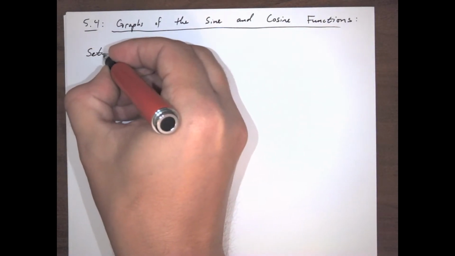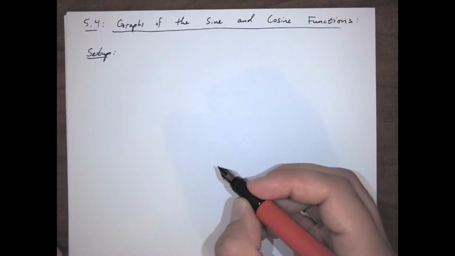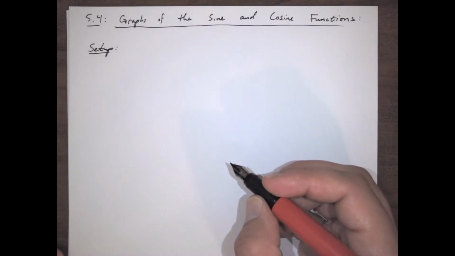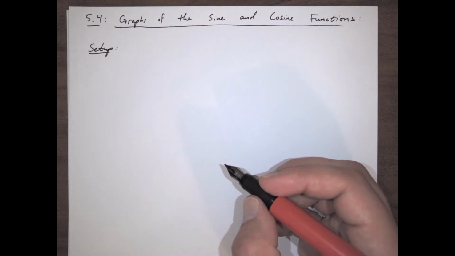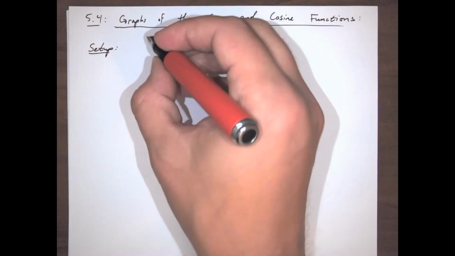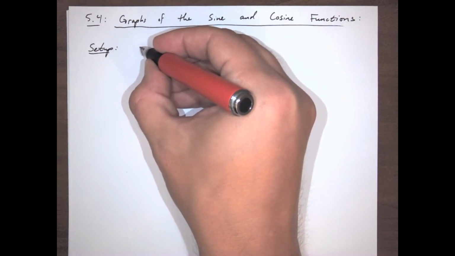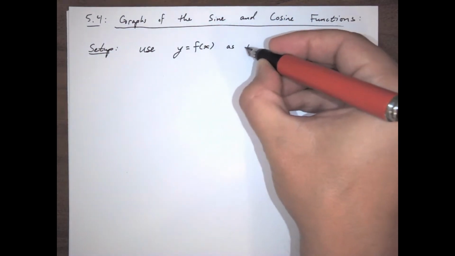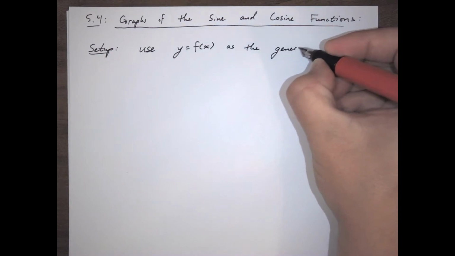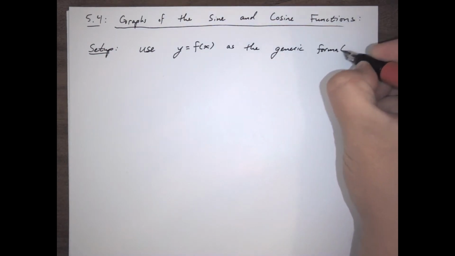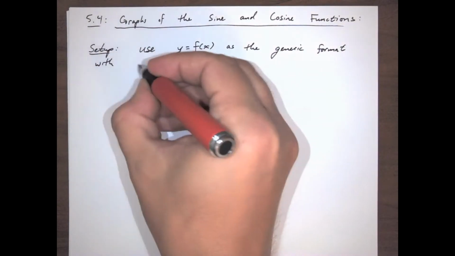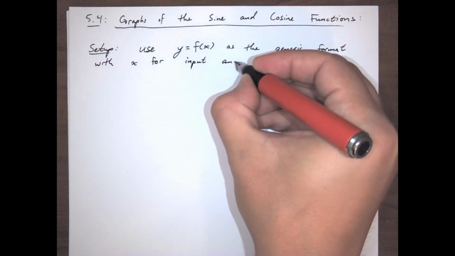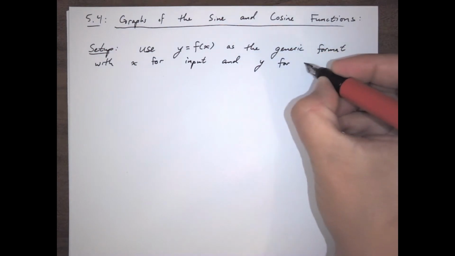So setup. We're going to use the letters X and Y just in their capacity as generic signifiers for input and output, and in other words, horizontal and vertical coordinates of the graph. So setup will use y equals f of x as the generic format with x for input and y for output.